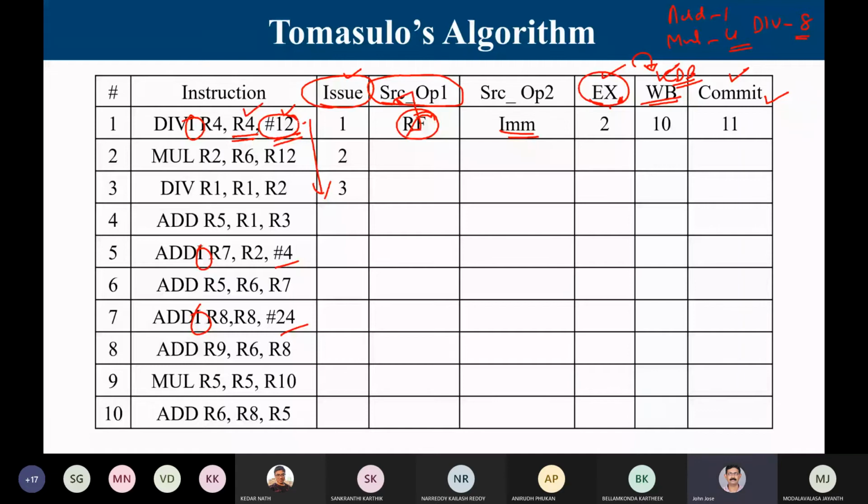Is it clear now? So Naresh Reddy. Yes, sir. Okay. So let us take the case of, yes. Sir, there was a line written that the functional units are not pipelined. Does it mean we can't do operand forwarding?